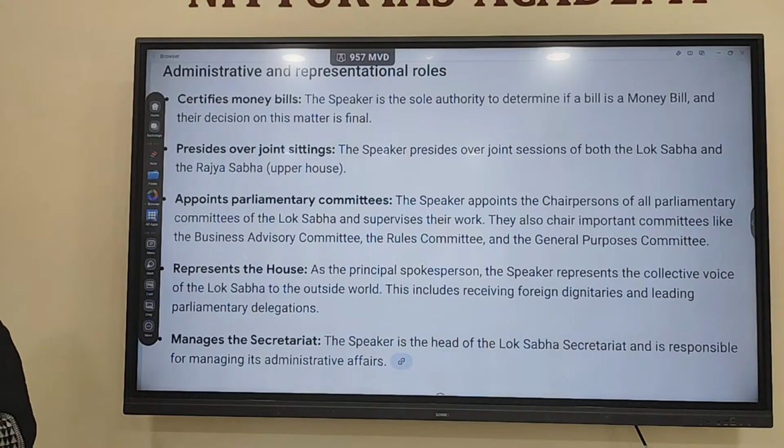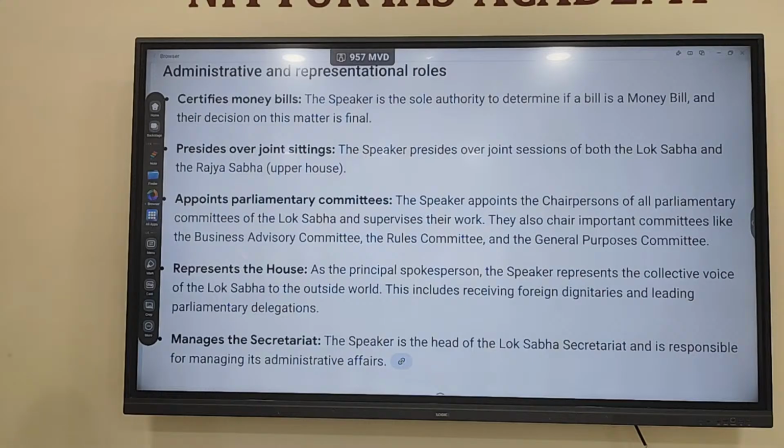If the speaker is absent, deputy speaker will take charge. If the deputy speaker is also absent, the panel of chairpersons of Lok Sabha will be there. In that, 10 people will be chosen. Speaker absent, deputy speaker absent, then panel of chairpersons of Lok Sabha. That is 10 members are there in that panel. They can take charge. They can preside over the Lok Sabha. Okay, maximum is 10 members itself.